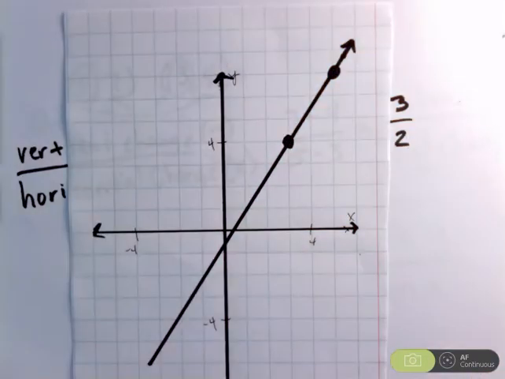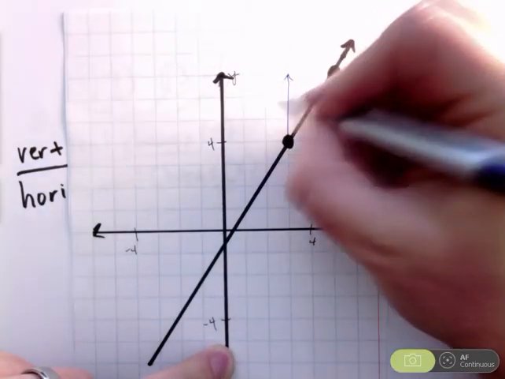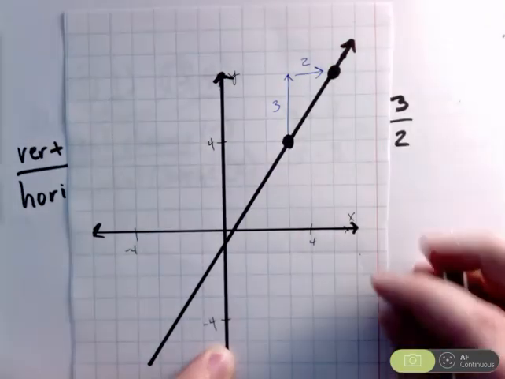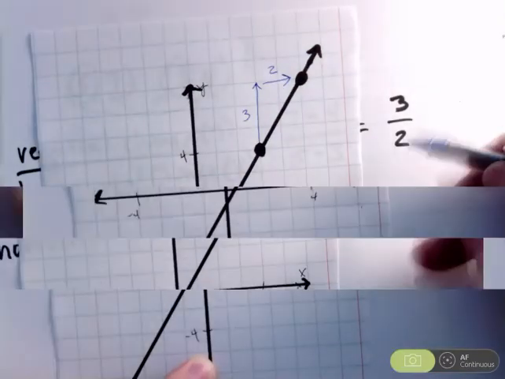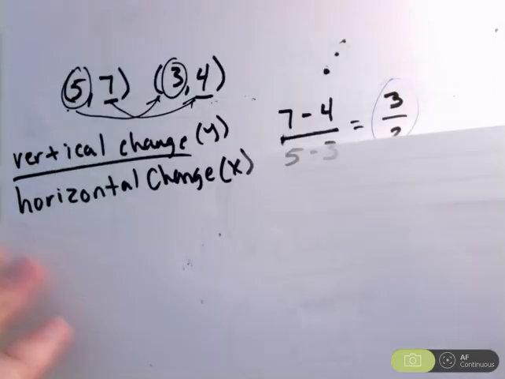Now, going back to what we did before, the change from this point to this point is going to be positive 3, positive 2. So that slope would be 3 over 2, which, as you can remember, we had before. Let's do another one like that to make sure that we are settling this home.